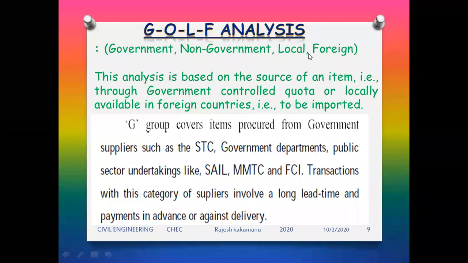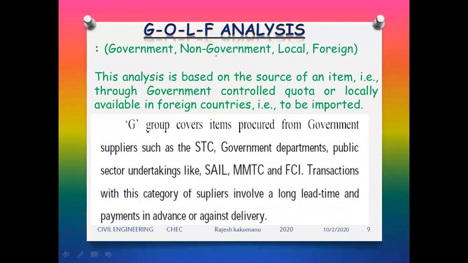So what is this one? The government bodies, what are coming from the government? What are the materials coming from the non-government? What are the materials coming from the local? What are the materials coming from the foreign? So this analysis is based upon the source of an item, that is, whether it is controlled through the government, or by the non-government, or by the local people, or by the foreign traders.